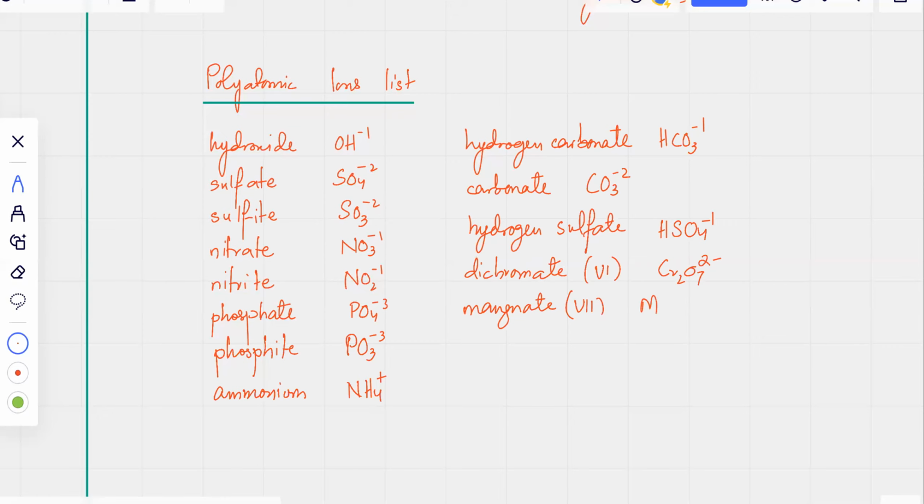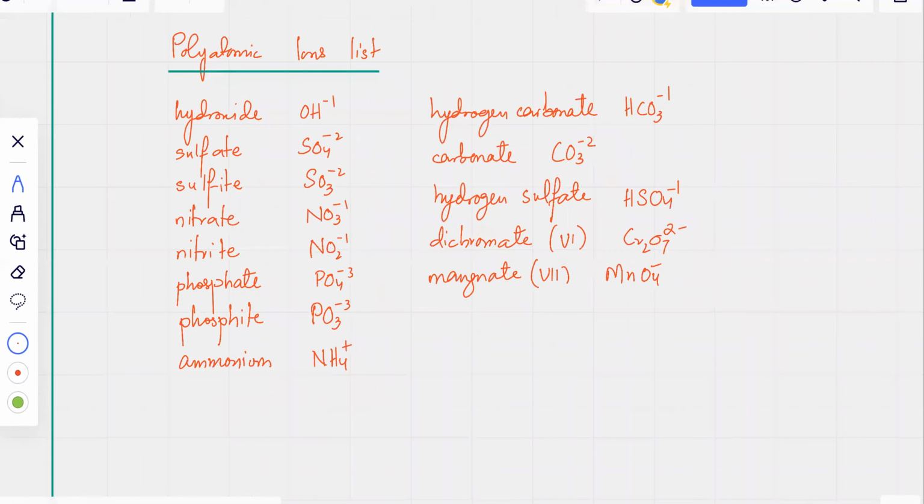That one is MnO4 with a charge of -1. Have I missed anything important? How many do I have now? 10-15, okay. Let me quickly think. Nitrates, hydroxides, everything. Okay, that's fine. So these are the ones. Yep, that's it.